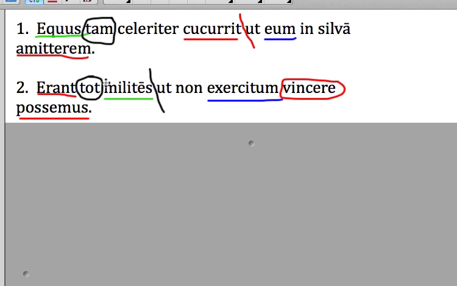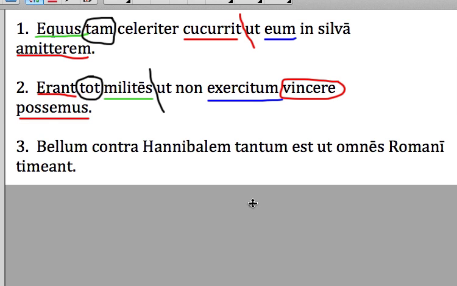So, there were so many soldiers, and naturally you're thinking, how many? Okay, there were so many soldiers that, notice the mood, that we were not able to conquer the army. Okay, so obviously the army has so many soldiers that we were not able to defeat them. All right, that's your result. Okay, let's look at another example.